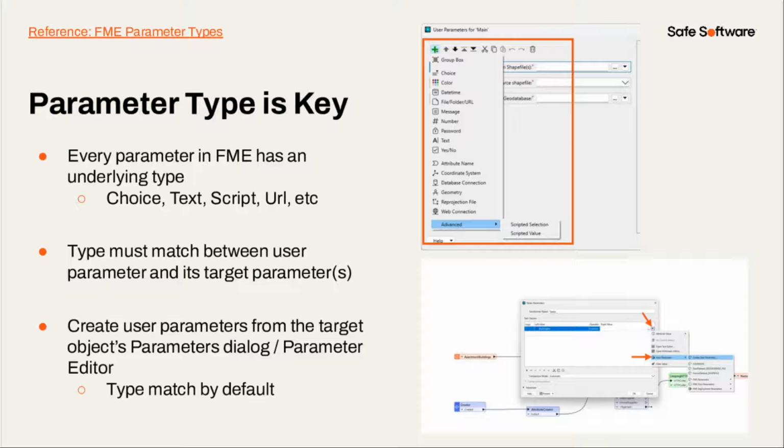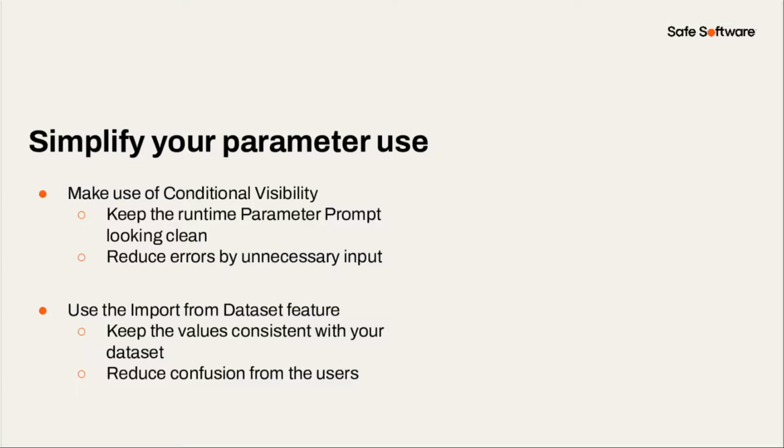So this need for parameter type matchup is why it's best to create your user parameters from the parameters dialog of those target canvas objects, which is what the bottom image there is showing you. Parameters created in this way are by default the correct parameter type for the target canvas object parameter. So you can consider the parameter manager as exactly that. It's a tool for managing and editing those user parameters that you've already created. Creating user parameters straight from the parameter manager should really be considered more of an advanced user task. So I'll hand it off to Evie now.